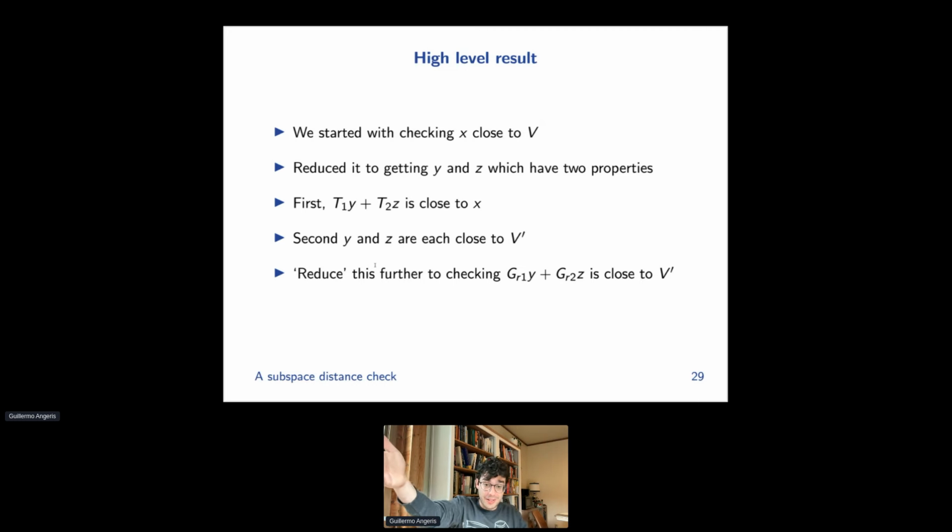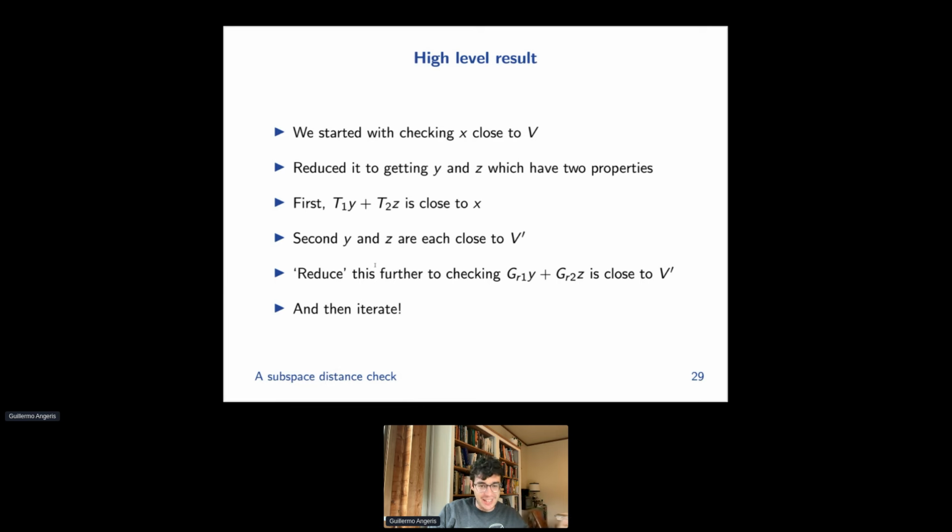Of course, we know from the vector subspace check that if gr1 y plus gr2 z is close to v prime, then that means that each of y and z must have also been close to v prime. That's just one of the checks that we stated, and it's also in the paper. And so in some sense, we've reduced checking two things are close to v prime to checking that a single thing is now close to v prime.